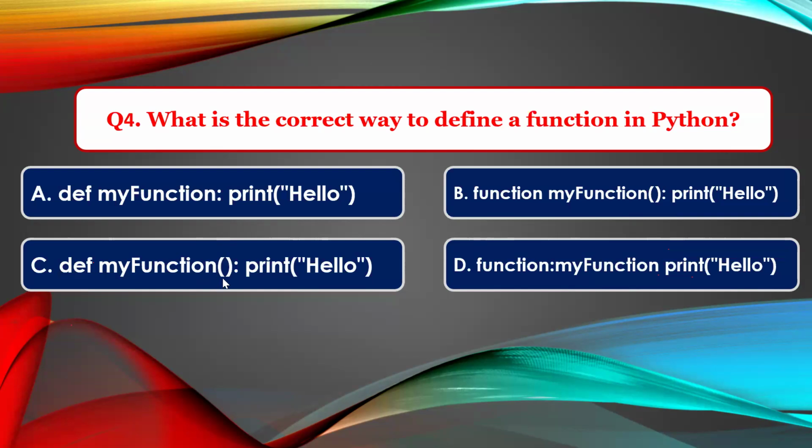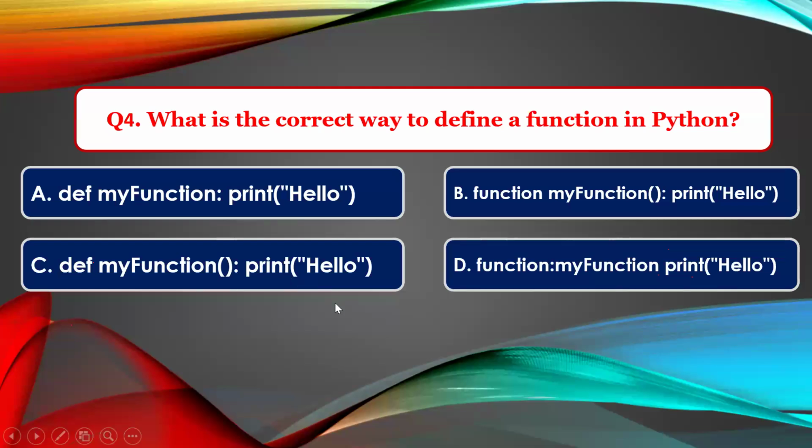DEF my function of print hello. And this one is also wrong because we are not using the DEF. The first and foremost thing is you have to use the DEF keyword. Then you can use your function name followed by the parenthesis, and you can give whatever values you want to give.